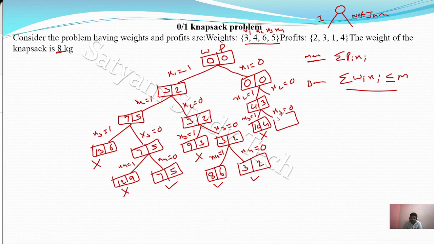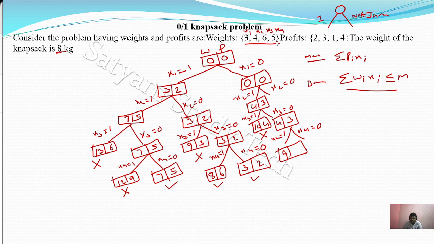If x3 is not included, then the value is the same as in the previous node, that is x1 is not included, x2 is included, that is only 4, and you can get the profit 3. Now we can see x4 is included, x4 is not included. If x4 is included, that means the x4 weight is 5. So 5 plus 4 is 9.